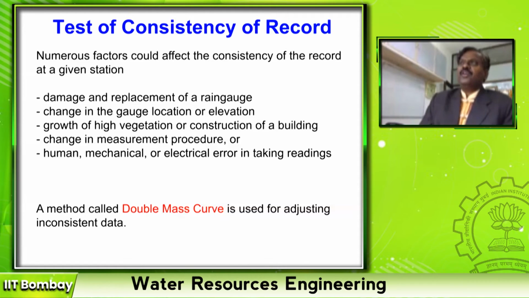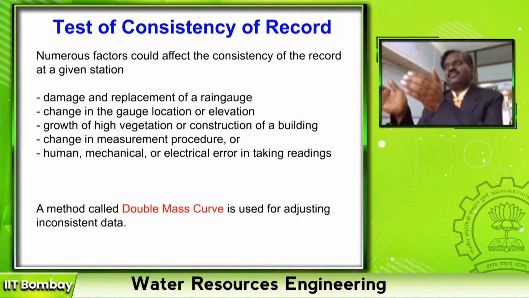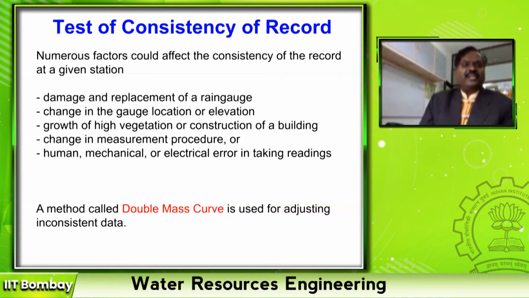Or you have shifted the rain gauge station from one location to another location. Suddenly last year you saw that there is a big building constructed next to your rain gauge station. Then you shifted it, right? So there may be a lot of human, mechanical or electrical errors. But in this consistency check, we assume only the first 4 errors.